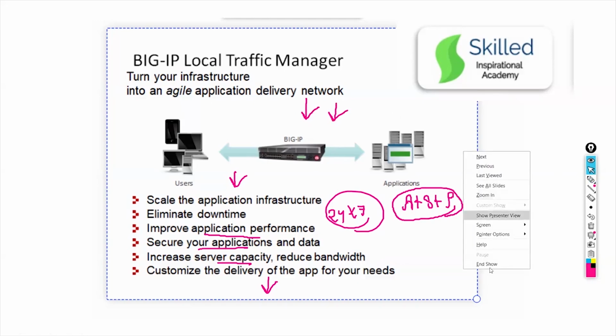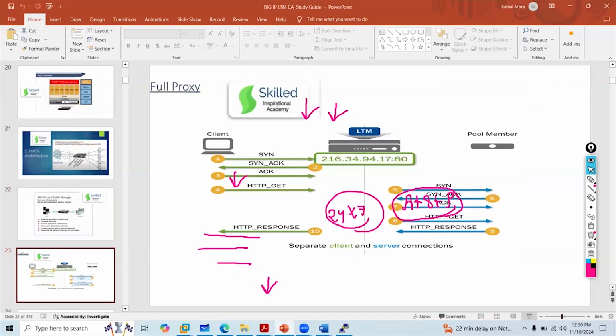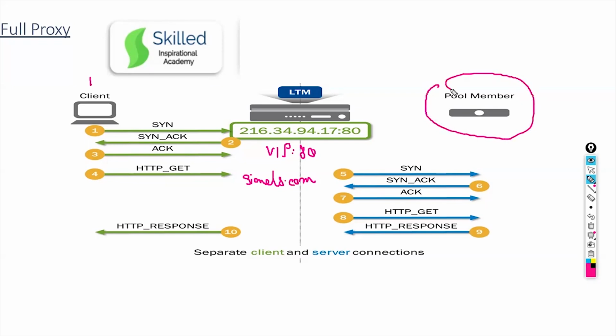Now, this was all about your architecture. And now let's talk about the traffic flow, TCP handshake. So you have a client, you have a virtual IP, and it's listening on your application, let's say website Sianets.com. And then you have a pool member where your original application is hosted. Pool member is nothing but your web server. Some people say web server, some people say backend server, and some people say application server also.